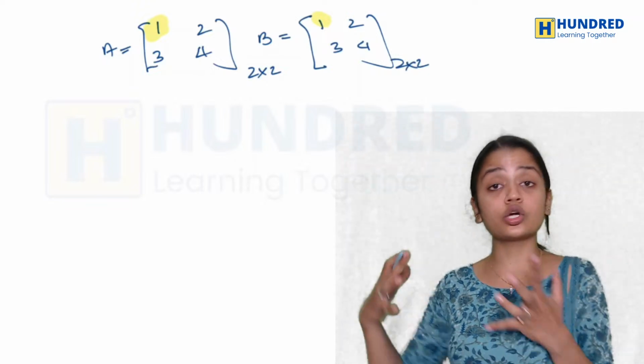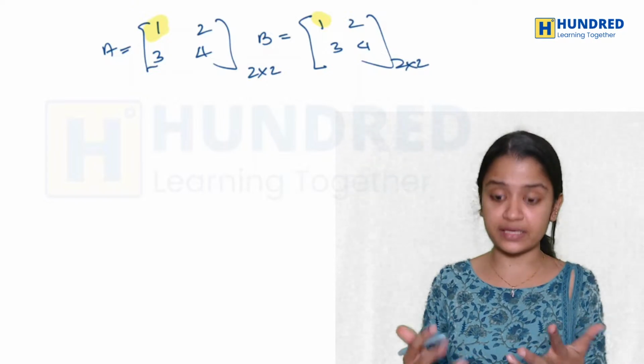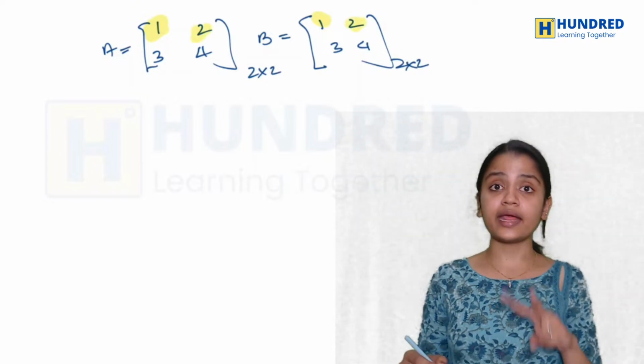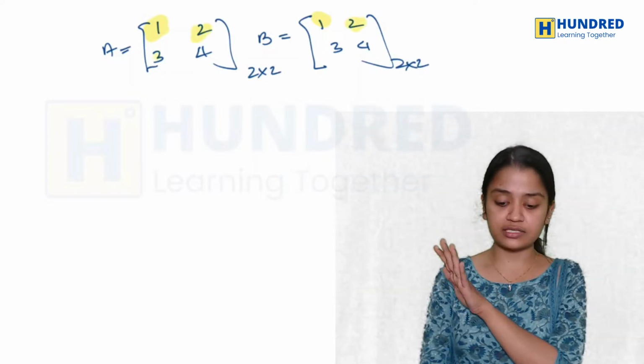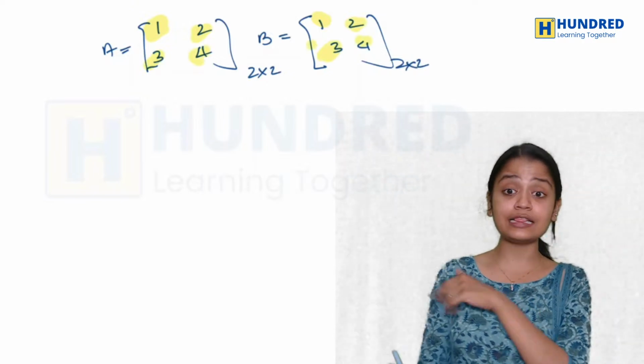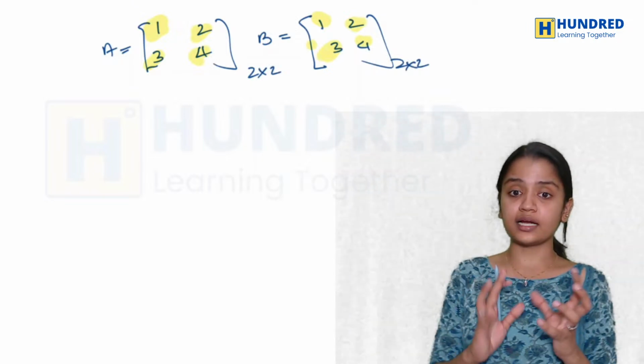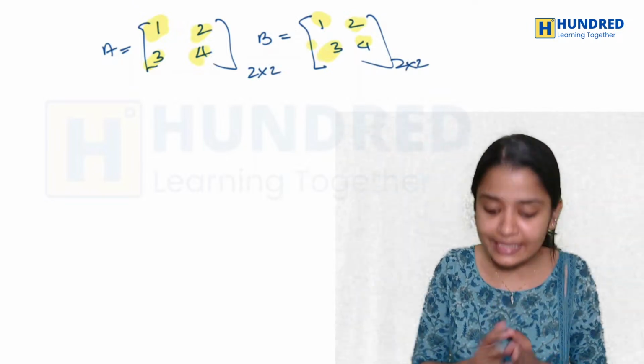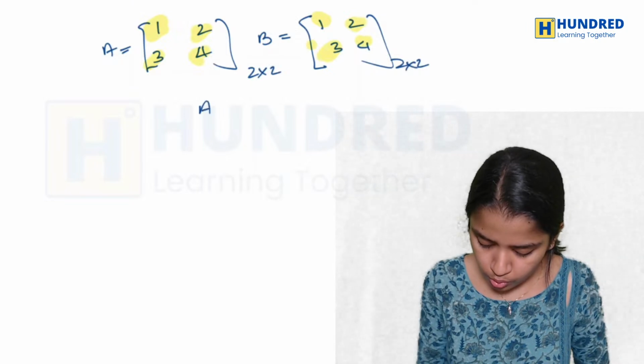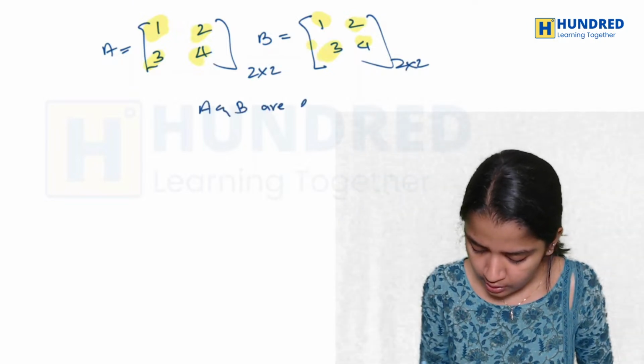Now let's go to the second condition, their corresponding elements. So here 2 is there, right? The second element is also the same, the third element is also the same, and the fourth element is also the same. So now what can you conclude? You can conclude that A and B are equal.